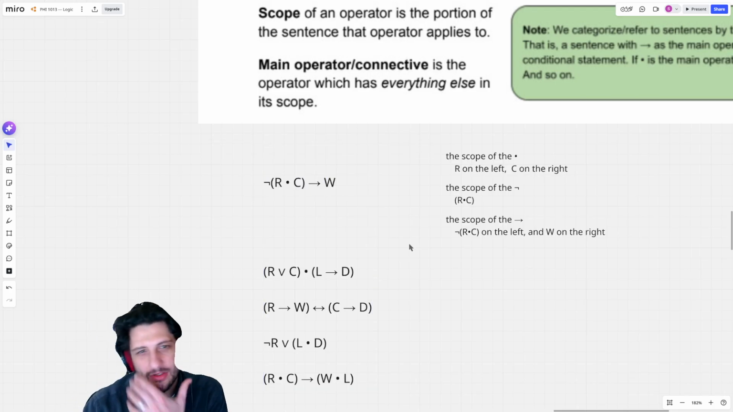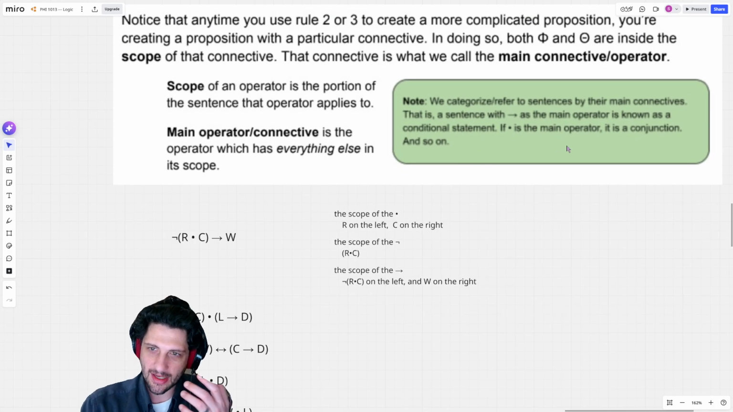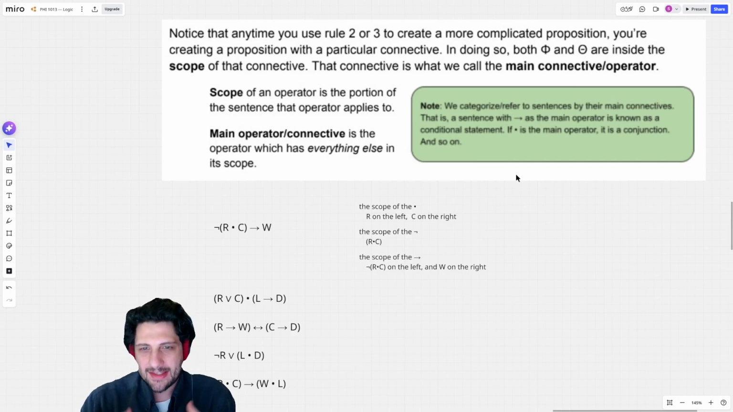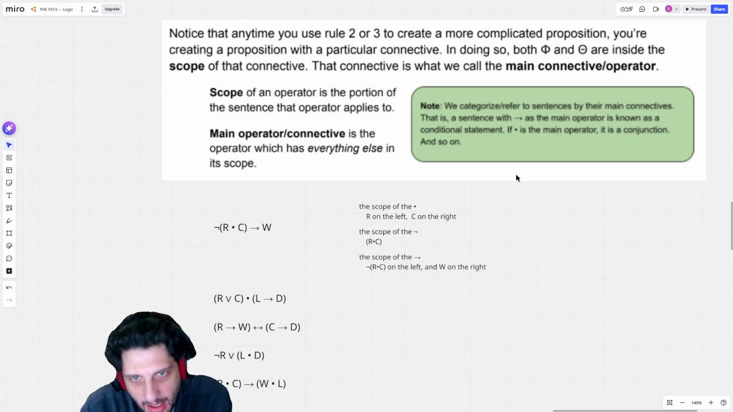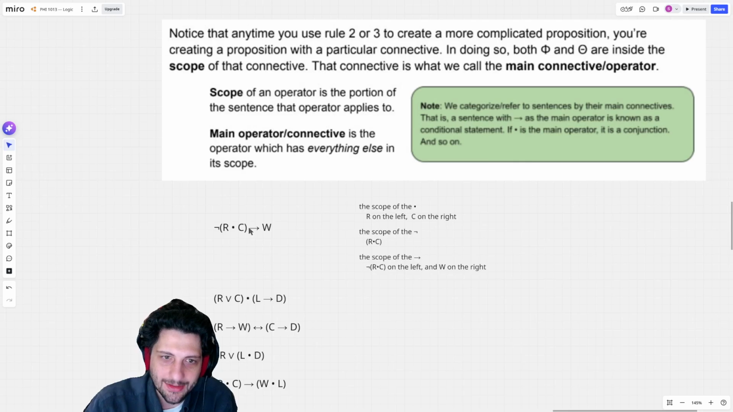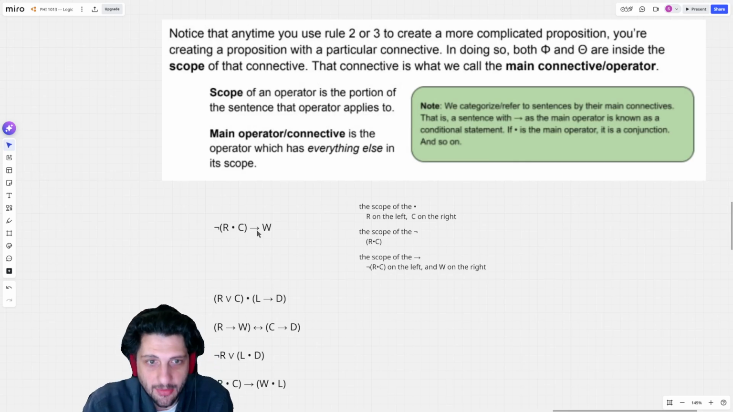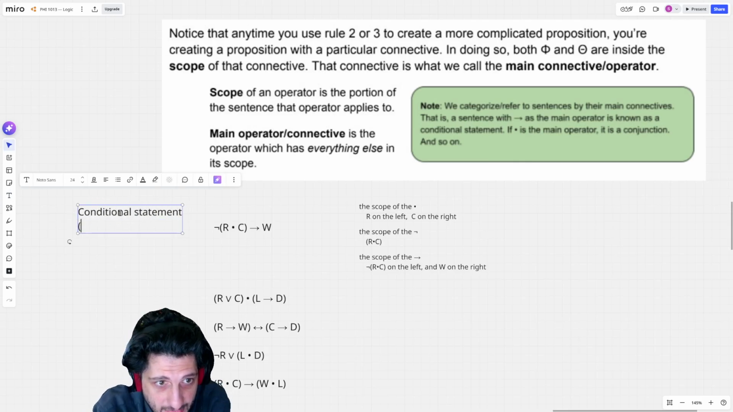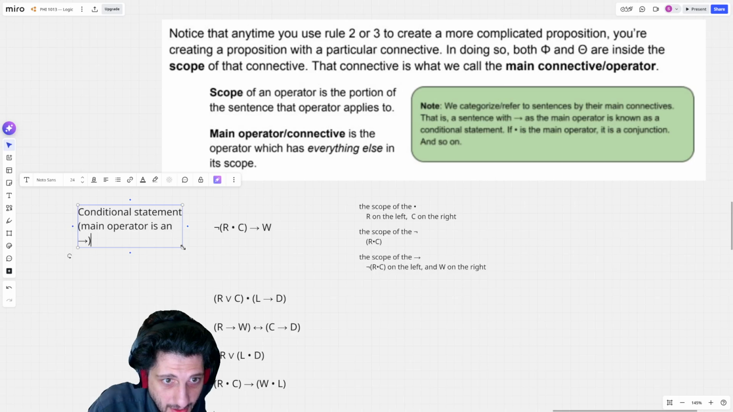And the reason we do that is, like I have in this green note here, which might be a little blurry: we categorize and refer to sentences by the main operator. So a sentence with a conditional, we're going to think about as a conditional statement, like this thing right here, so I can write this. Conditional statement. And that just means the main operator is an arrow. That's all I mean by that.